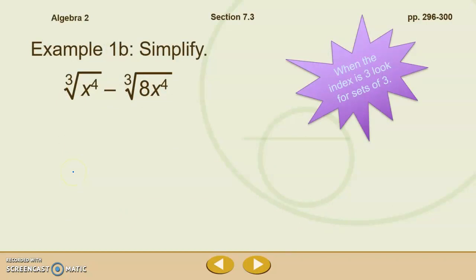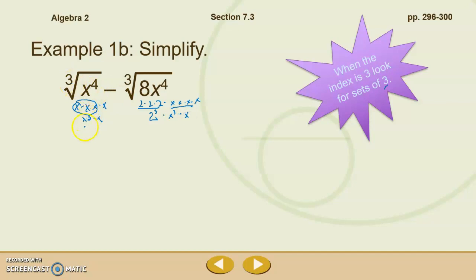All right, for example 2b, let's go ahead and simplify this. We have the cube root of x to the 4th minus the cube root of 8x to the 4th. When the index is 3, when we write the prime factorization, we're looking for sets of 3. So this is x times x times x times x. There's a set of 3 here, so I can write that as x cubed times x. And this is 2 times 2 times 2 times x times x times x times x. So I've got a group of 3 here and a group of 3 here. So 2 cubed and x cubed and x.